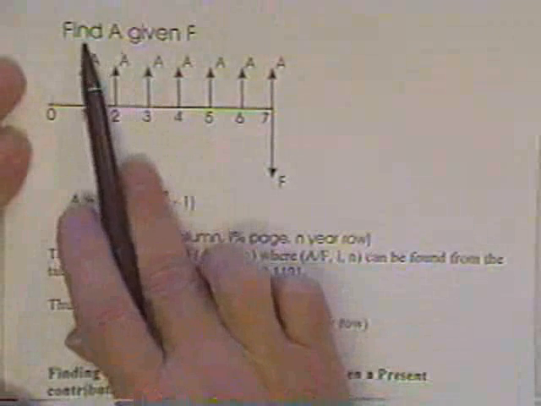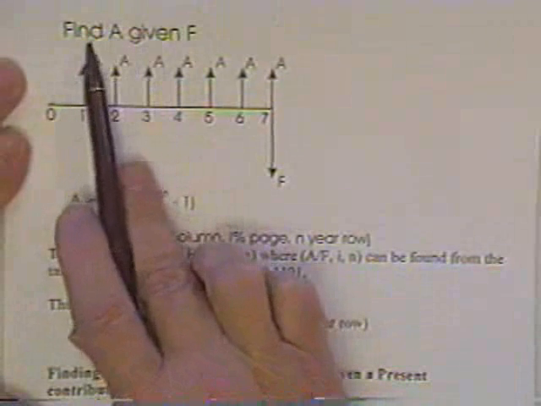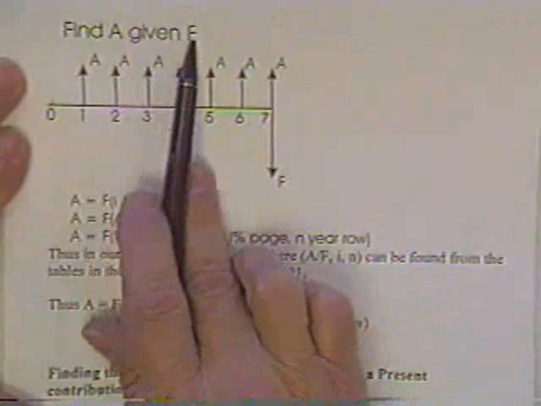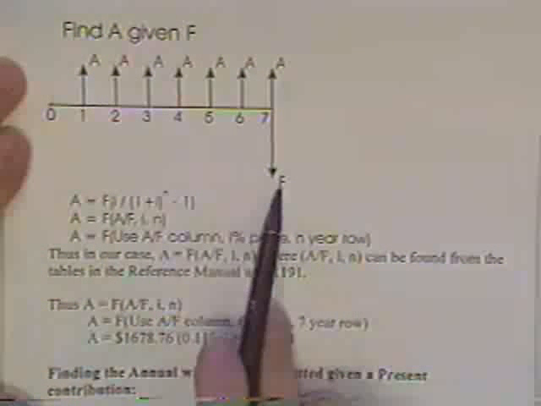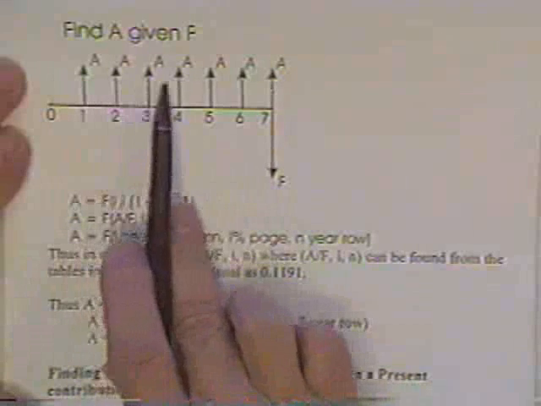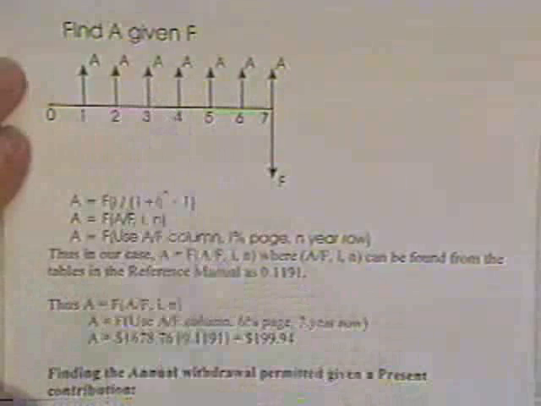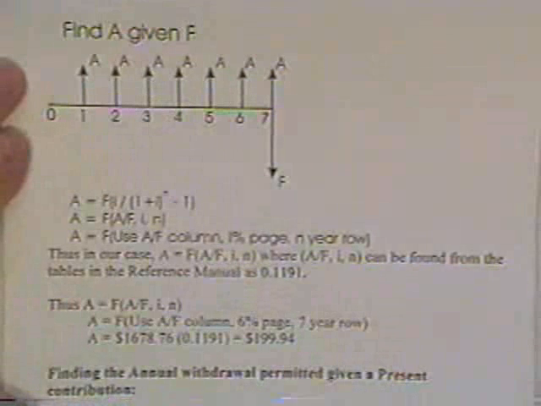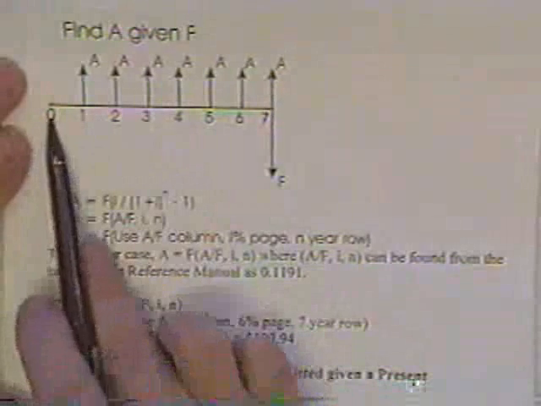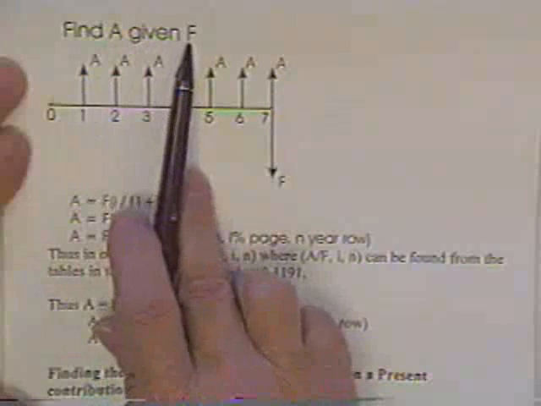Here's where someone has said, I'd like to find an annuity, given the future amount. In other words, given the future amount that I want out of the bank, how much equal value would I have to put into the bank at the end of the first year, second year, third year, fourth year? Now, another nice thing is that this leaves the slot open for putting money in if you want to find A given P.